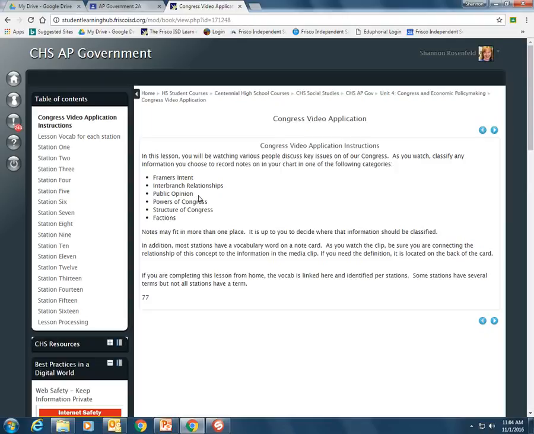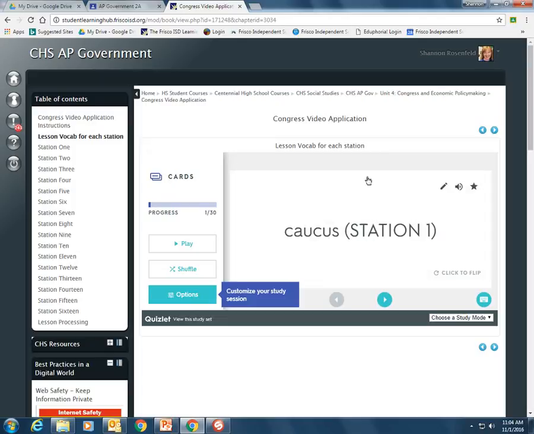Public opinion of Congress, their specific powers, the structure that they have, and then factions, because we have a lot of different factions in Congress as we looked at last time when we talked about decentralization. What I've got for you here is all of the vocabulary that I am telling you there are examples of as you go through.